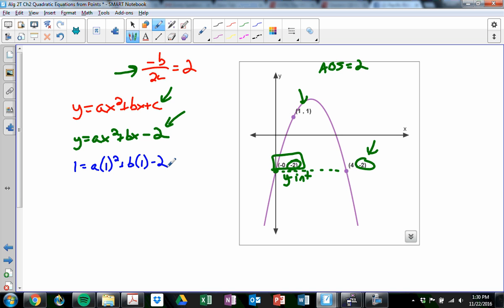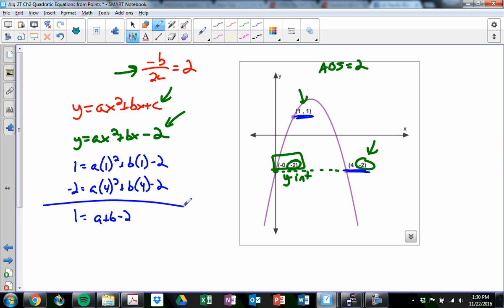That was me using this point. And I can take 4, negative 2. Negative 2 equals a times 4 squared plus b times 4 minus 2. And now this becomes 1 equals a plus b minus 2. That was the top equation. The bottom equation becomes negative 2 equals 16a plus 4b minus 2.